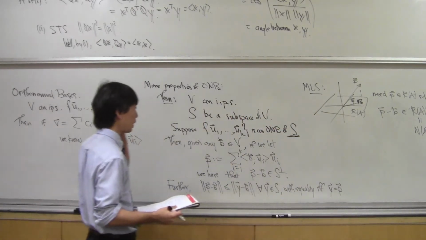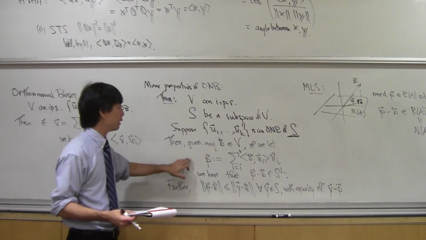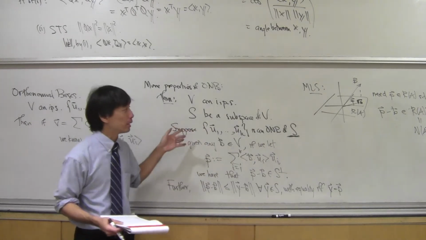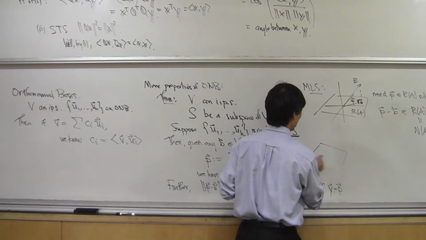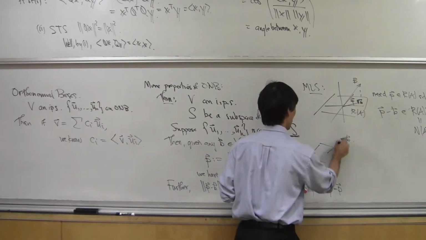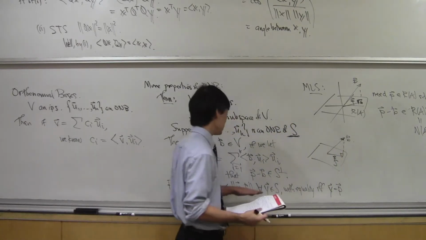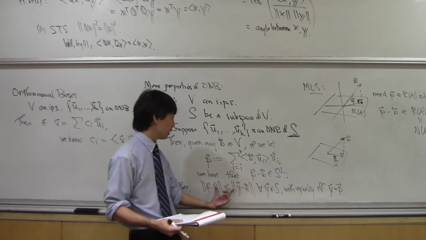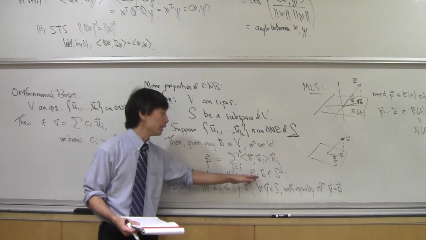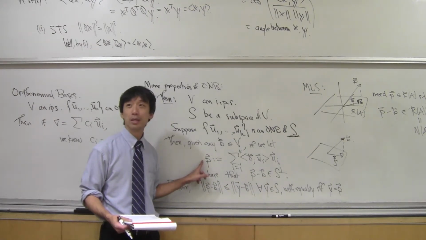Right? So that was the method of least squares. So we're doing something similar. Again, we have some vector B, and you're looking for the P inside S that's closest to B. That's what this is saying. And this is saying that the closest guy is going to be this guy P.